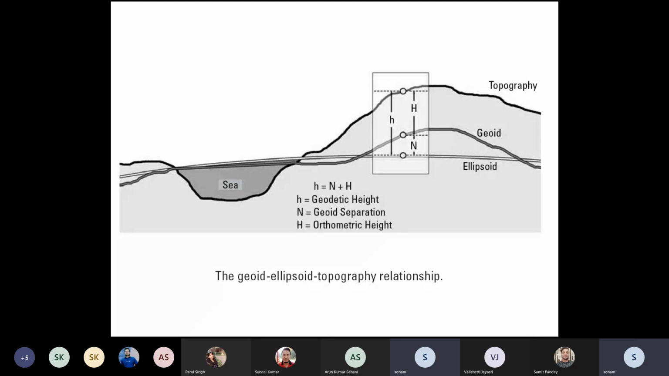Then there is the geoidal surface. What is the geoidal surface? It is an equipotential surface that coincides with the mean sea level. After that, we are now going to see the different types of height measurement, or the relationship between the ellipsoidal surface, geoidal surface, and topographical surface.